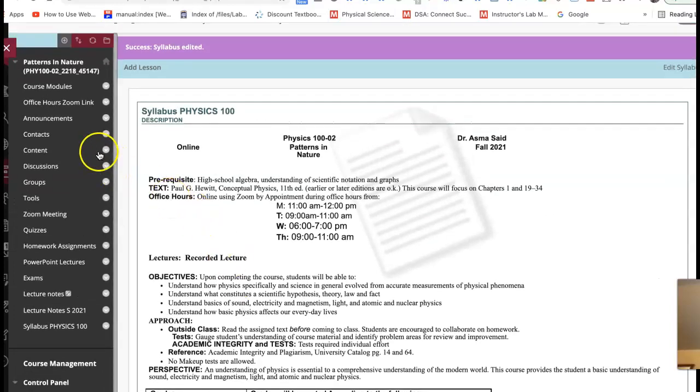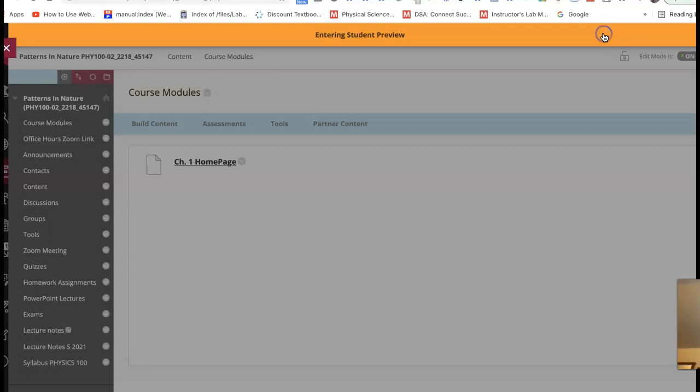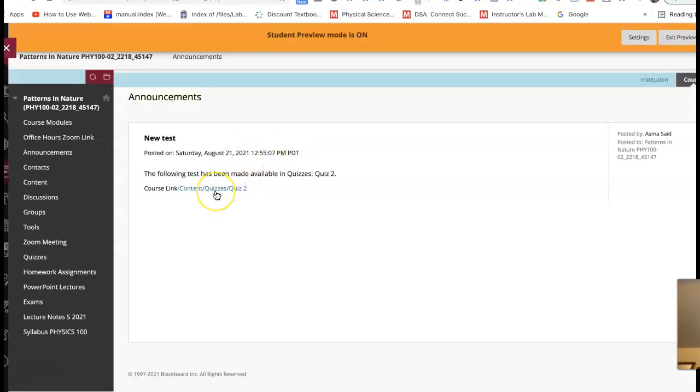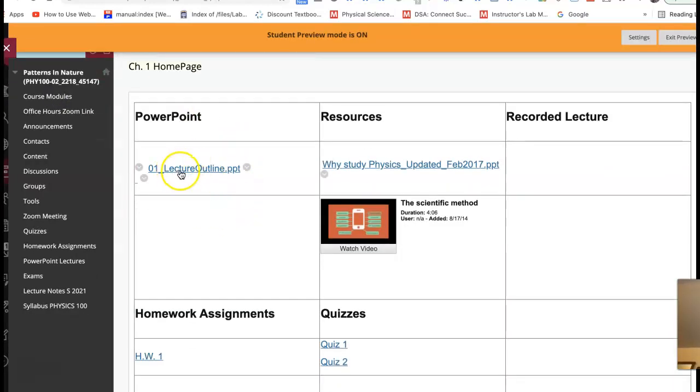I want to share with you also some of the things that I have here. For example, course modules is going to take you, let me put you in the student preview. Okay, then course modules is going to take you here. You're going to find a lecture outline. This is a PowerPoint. And I forgot to add chapter 19, so I will add chapter 19 here as well. But you will also have the recorded lectures, and also the ones that have my notes on them.